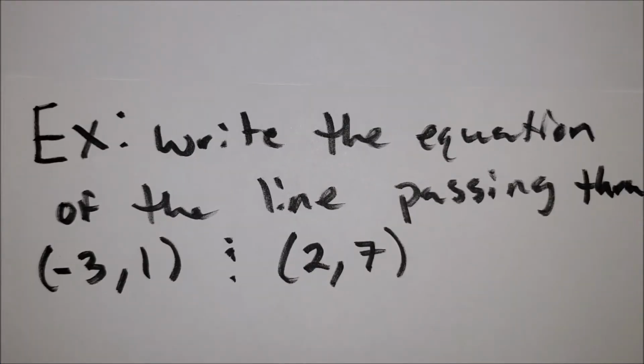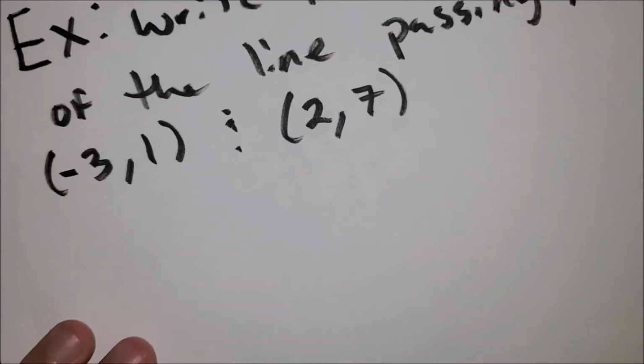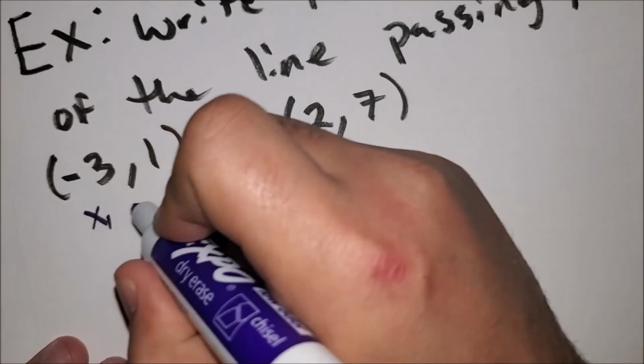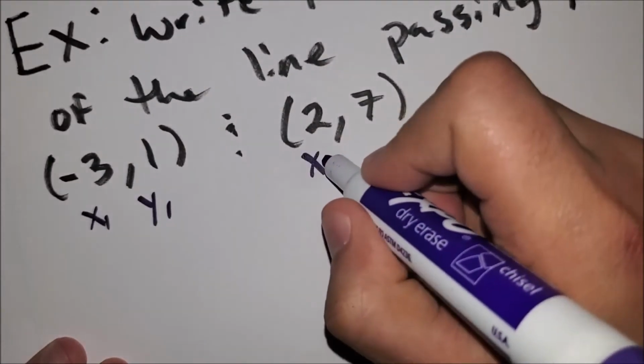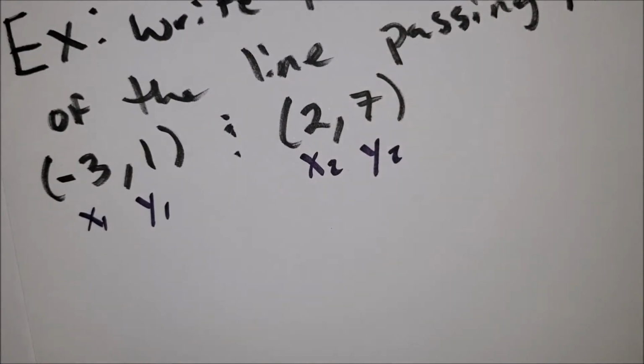So let's look at another example. This one we're given 2 points. It says here, write the equation of the line passing through (-3, 1) and (2, 7). So here we're given 2 points, and we need to write the equation. First, we can say this is x1, y1. This is x2, y2. We need to find the slope.